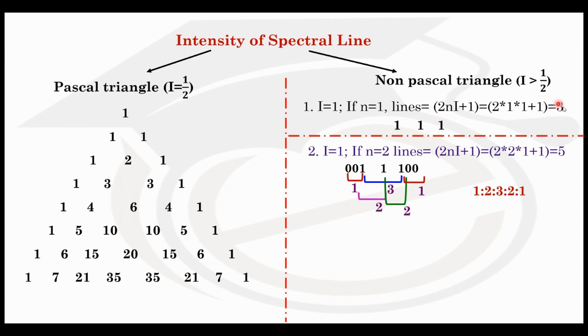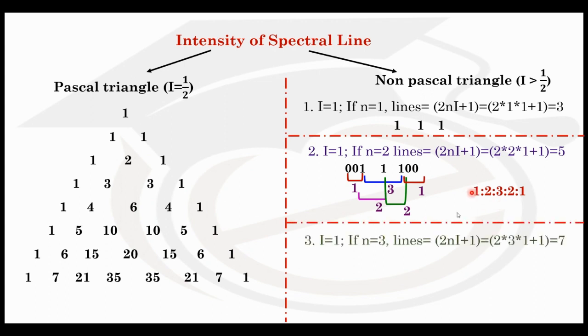When n equal to 1, the number of lines we are getting, that value minus 1 is the number of 0s we have to add in the left side and right side. Here it is 2, so we have to add 2 zeros in the left side, 2 zeros in the right side. Now we have to add this many numbers, like here it is 3, so we add the first 3 numbers, then next 3 numbers, next 3 numbers, and like that, and we are getting an intensity ratio of 1 is to 2 is to 3 is to 2 is to 1.